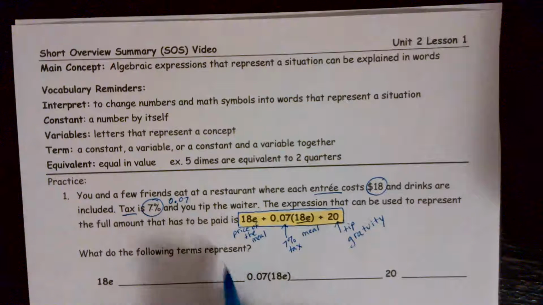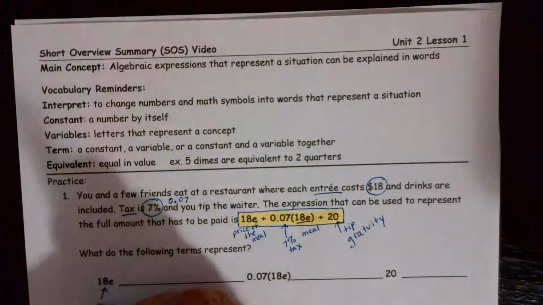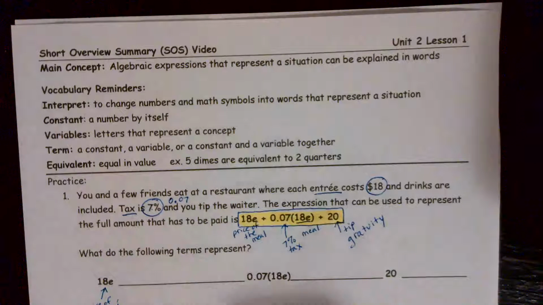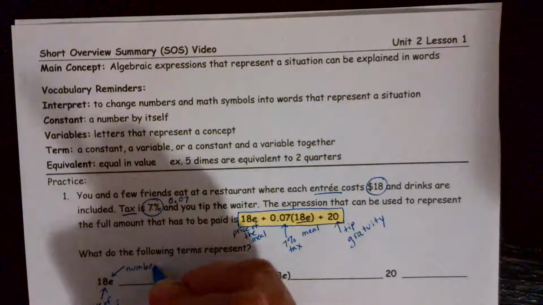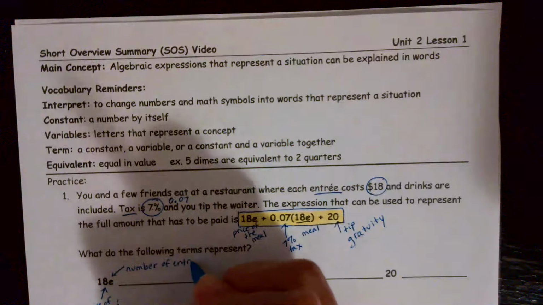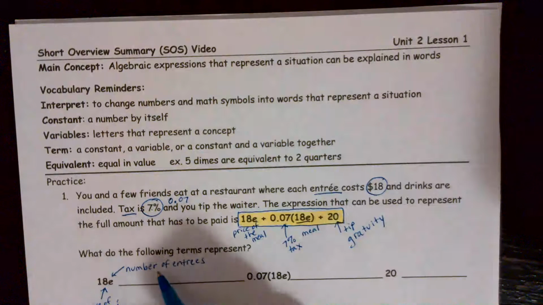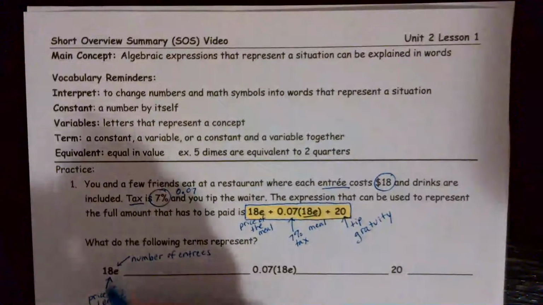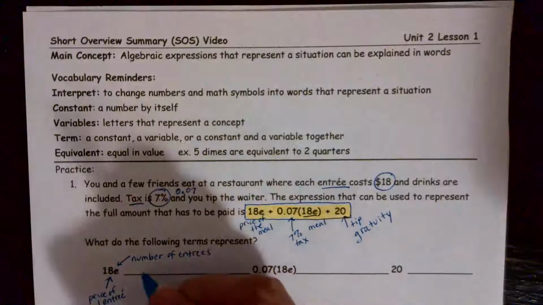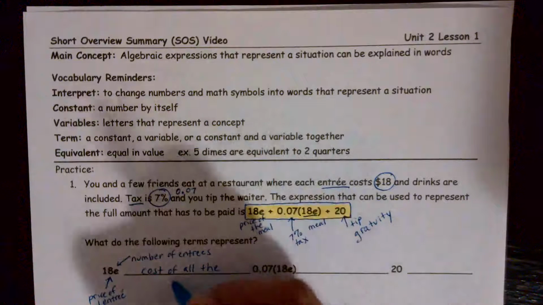What do the following terms represent? Well, the 18 is the price of one entree, the cost of one entree. E must be the number of entrees. But when I take the price of one entree and I multiply it by how many entrees we had, the quantity, then the entire number is going to be the cost of all the entrees.